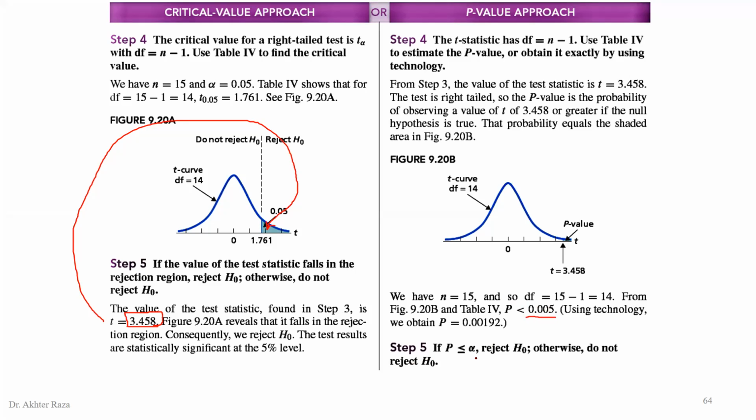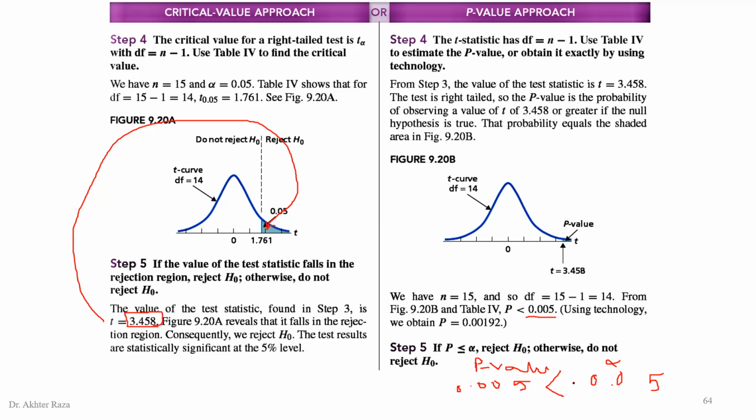If p-value is less than or equal to alpha, p-value is very small, and alpha in this problem is 5%. 0.005 is much smaller than 0.05. This is alpha, this is p-value. Even if I do not have the accurate p-value, I am using the same number which is available, 0.005. So 0.005 is still less than 0.05.